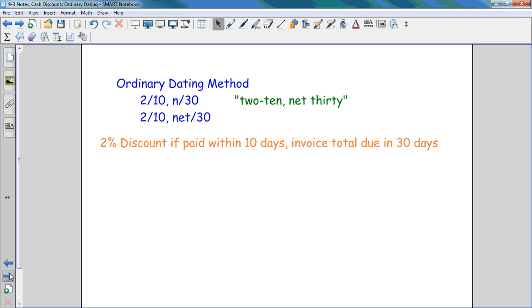Sometimes those are different. Sometimes it'll say 5/15, n/60 or something like that. It just depends what it says. But it is usually written like that. You just need to make sure you understand what it means. If you've never seen this before and you receive an invoice and it says that, you're going to have no idea what it means, but now you do.